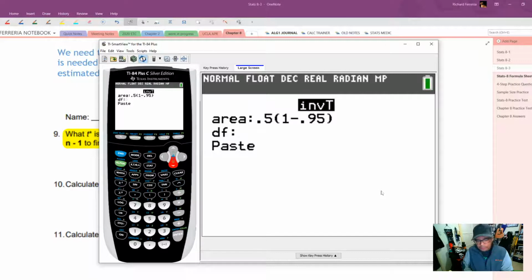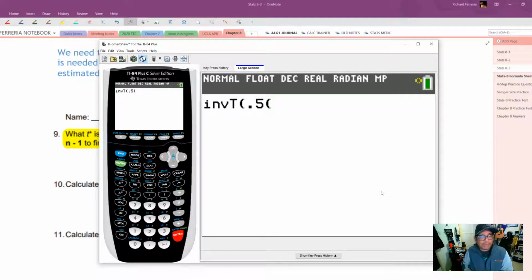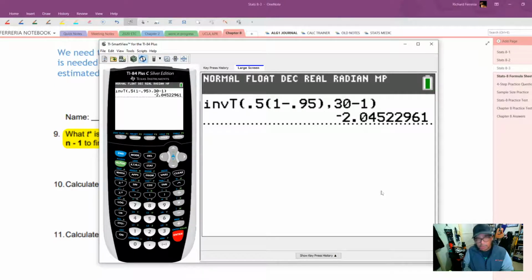And degrees of freedom is always going to be the sample size, 30, minus 1. Yes, you could put a 29 there. So degree of freedom, inverse t, and we get, look at that, negative 2.045. And that just kind of shows you the t critical, even for the same area, it really depends on the sample size. So a large sample will have a smaller t star. In our case, we got negative 2.045.